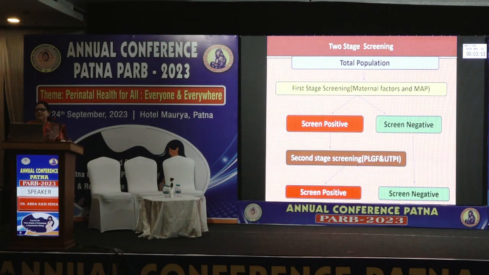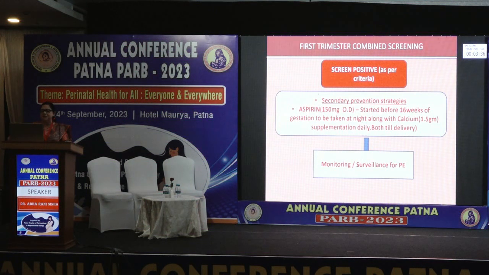We can just see this. Initially, it is only the maternal factors and MAP. If it is screen positive, we go for the second stage screening, that is PLGF and uterine artery PI. And if it is screen positive, we know that these patients are destined to develop preeclampsia. And if it is screen negative, they go for the usual antenatal care.